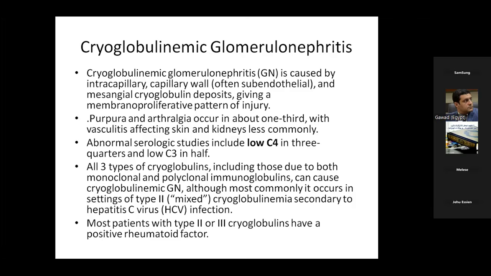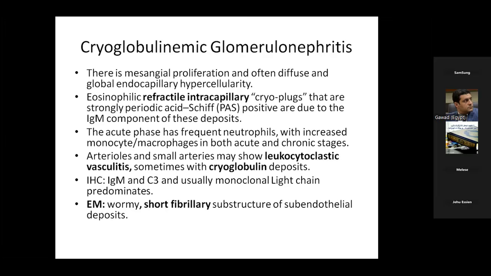Some types are monoclonal, and other types are polyclonal. Both can cause cryoglobulinemic GN, although most commonly it occurs in the setting of type 2 or mixed cryoglobulinemia, which is secondary to HCV infection. Most patients of type 2 or 3 will have a serologic positive rheumatoid factor. These cryoglobulins are known to be refractile intracapillary plugs. They are PAS, strongly PAS positive.